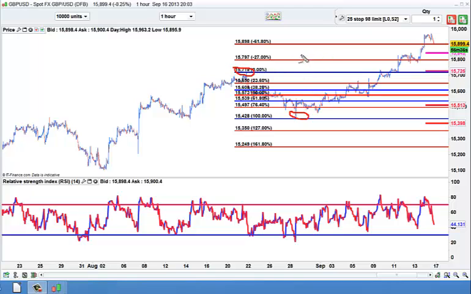So we broke out through the 161 extension, and now we're pulling back to the 161 extension. So you can see the support on the fibs based on that move and that breakout. So to me, down here is where the US dollar CAD is now. Right, let's just look at dailies now.